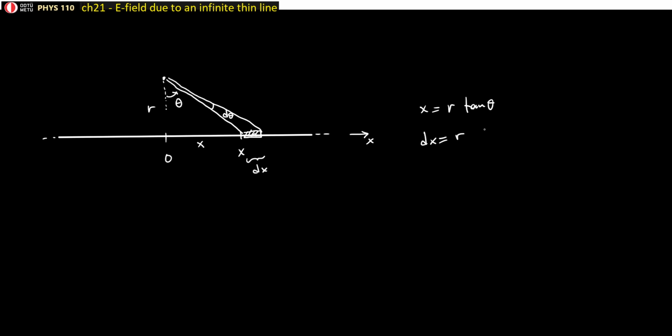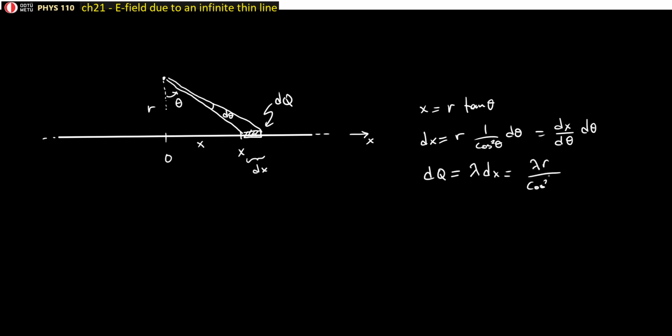So the differential of tangent theta is 1 over cosine square theta times d theta. If you want, this is basically the derivative of x with respect to theta. Let me just write it down like that. So you can use the differential calculus that you have learned in calculus in here to compute these kinds of quantities. So why do I need dx? Because I need to find the amount of the charge in here. The charge on that segment is basically the linear charge density multiplied with dx. So that's equal to lambda r divided by cosine square theta d theta.